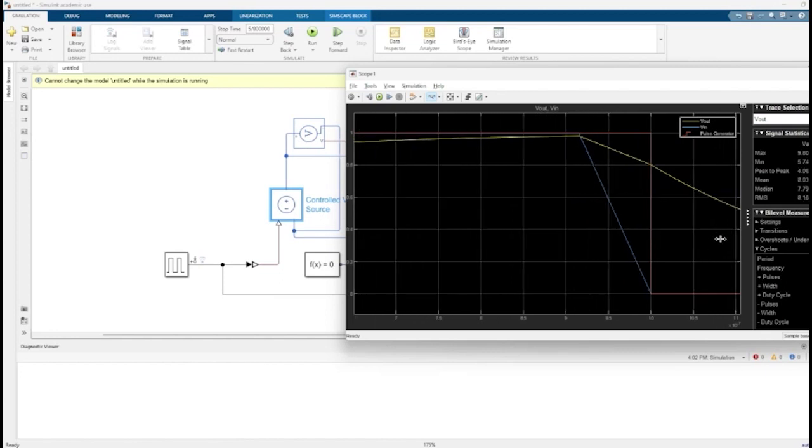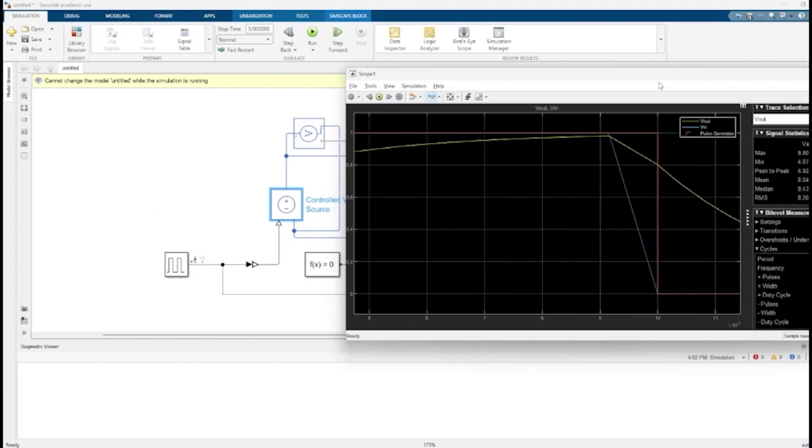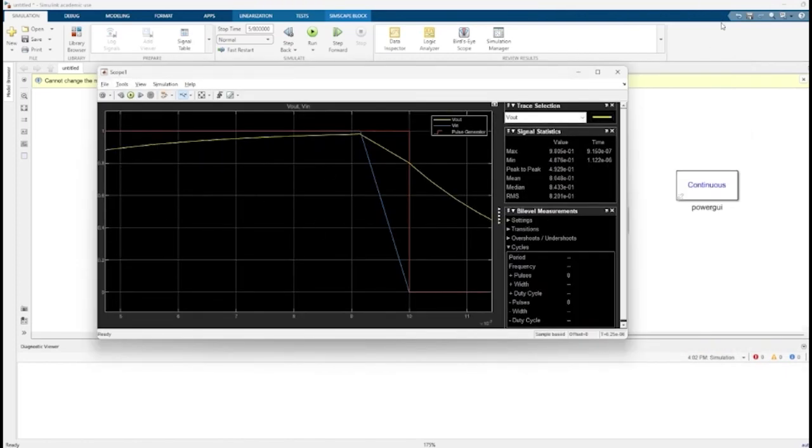I've tried using different blocks, for example the square block. The square block results in perfect pulses, a perfect signal, but the problem is we can't change the duty cycle in a square block. So that's why I'm using the pulse generator. So this is in the time domain.